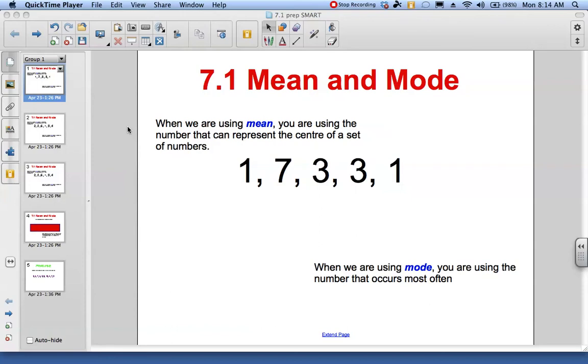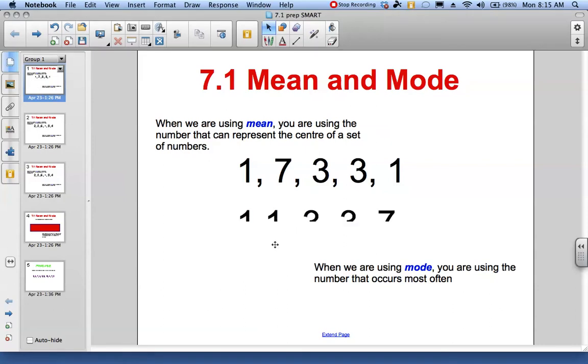It's not the number directly in the middle. It would be what would be considered the center of that set of numbers. So for instance, I have a number set here: 1, 7, 3, 3, and 1. The first thing I'm going to do is make sure I put those in order from smallest to biggest. So now I have the same numbers, they're just in order: 1, 1, 3, 3, 7.